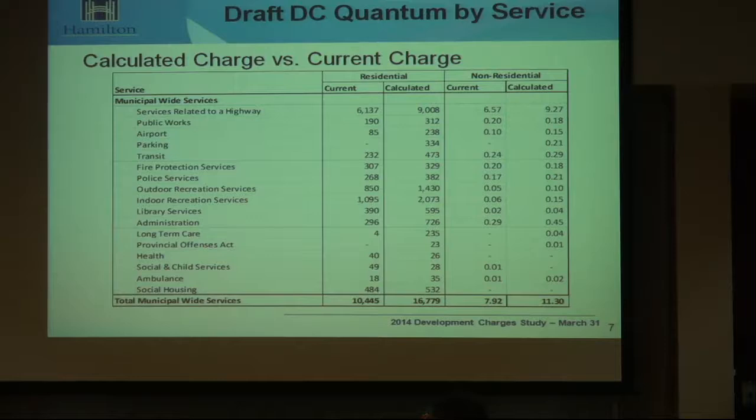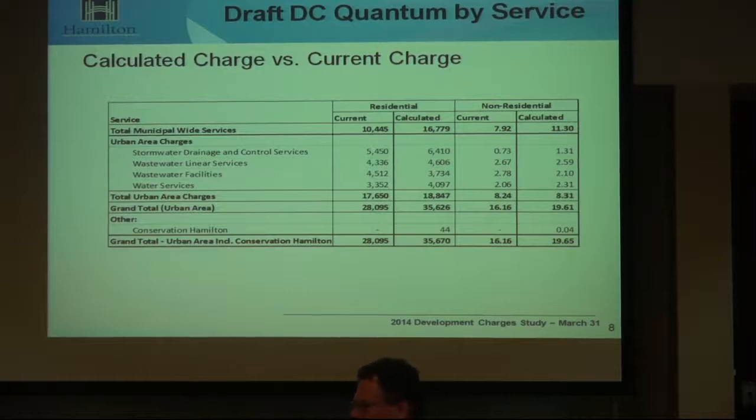Now, those were the municipal-wide services. The next slide takes a look at the urban area service charges. And if you take a look there, the first item is stormwater drainage and control services. The cost for that infrastructure has increased, and a significant part of that is just the increase in the land cost from one bylaw period to another. If you look at the one at the end, water services, that has also increased significantly, and the bulk of that increase is just due to an increase in project costs or project scope.